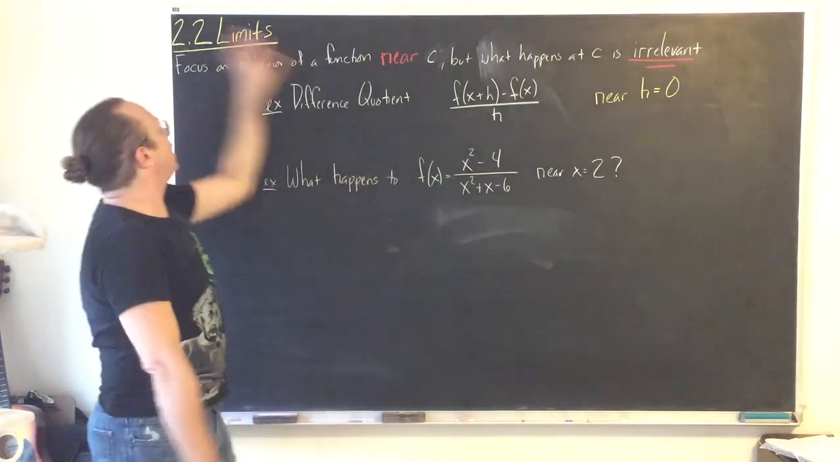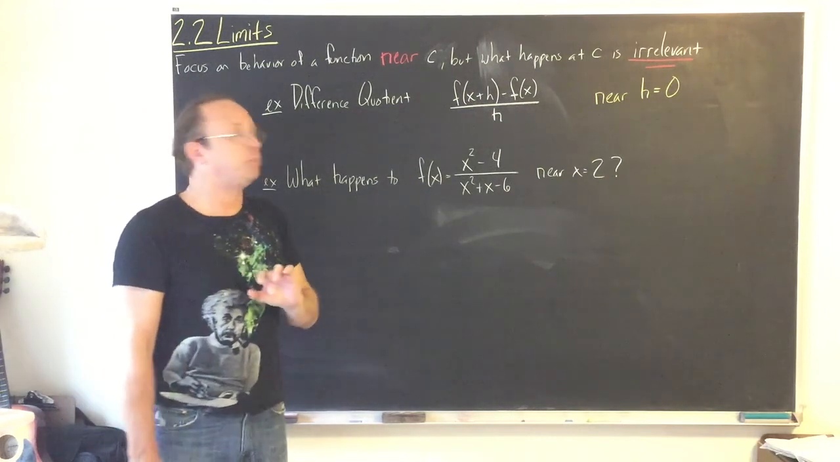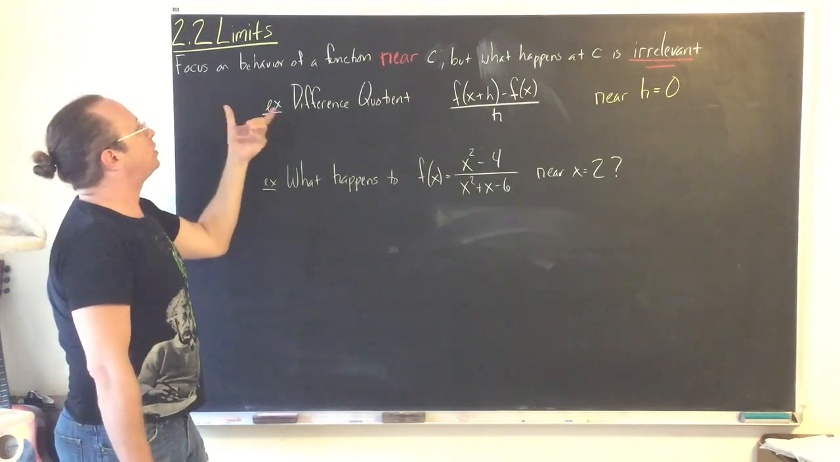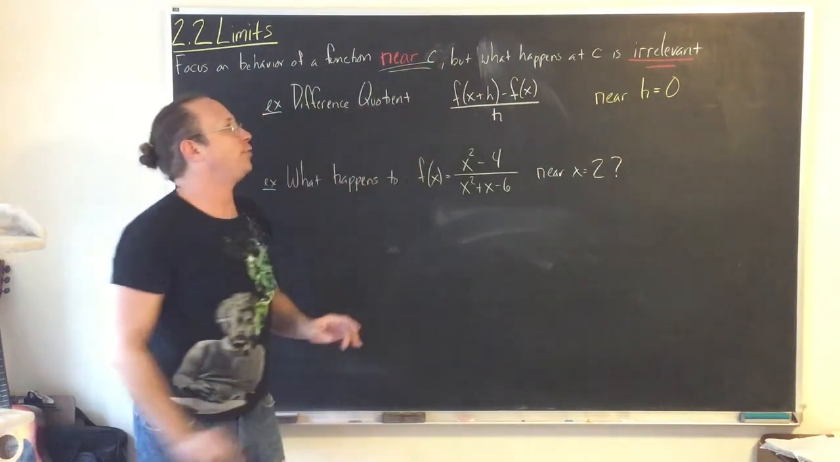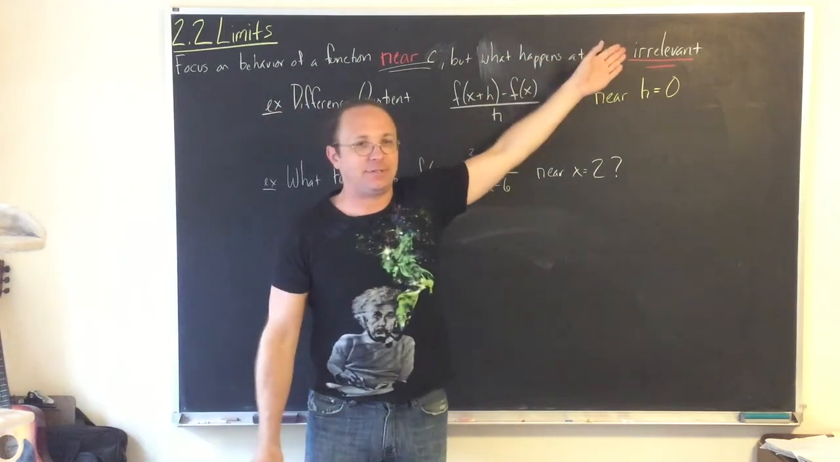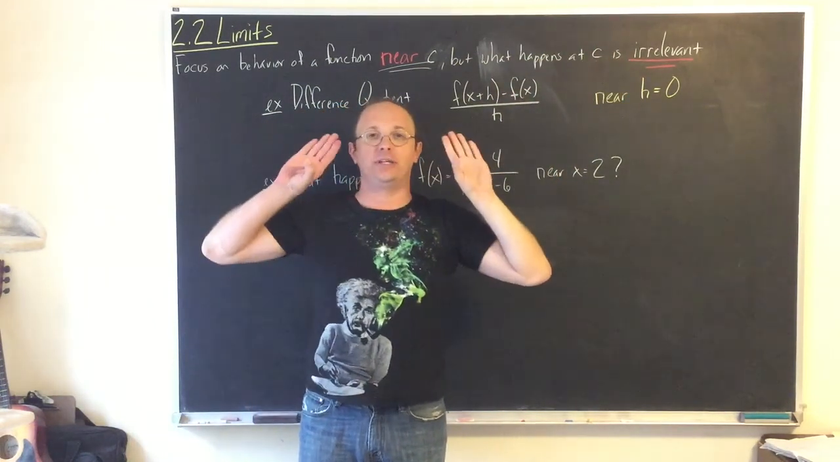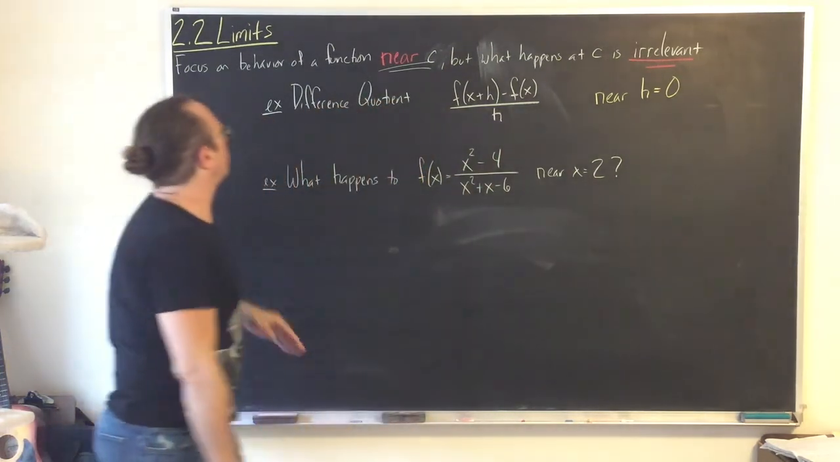Hello. In this video, we're going to discuss limits, which is covered in section 2.2 of our textbook. And a limit focuses on the behavior of a function near a value c. But what actually happens at the value c is completely irrelevant to limits. Limits only see what's nearby. They don't worry about what actually happens at a point.